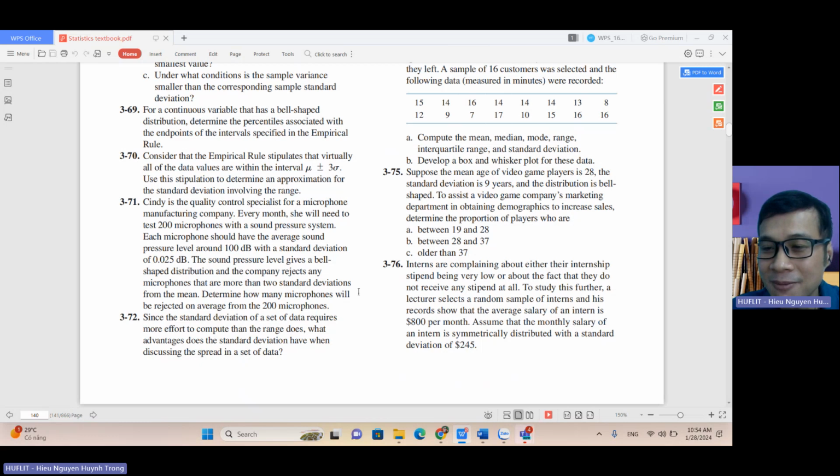Wow, you have a bell-shaped or symmetric distribution here. And the company rejects any microphone that is more than 2 standard deviations from the mean. Now you need to determine how many microphones will be rejected on average from 200 microphones.